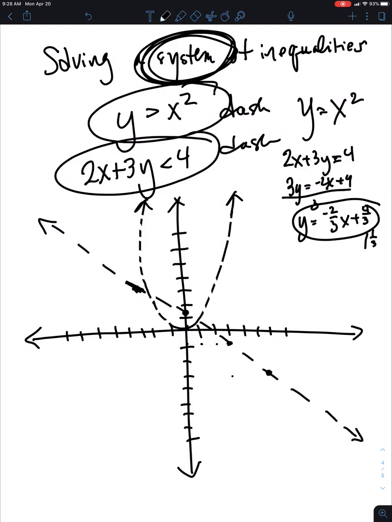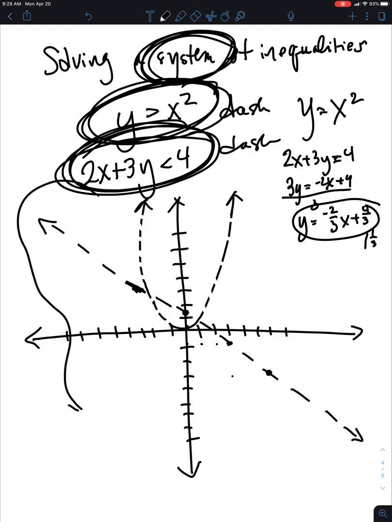Now I have to figure out where to shade. So I'm always going to go back to my original, what I mean is these two right here. Okay, so I'm going to start with this one right here. It does not go through 0, 0, so I'm going to plug in 0, 0. So 2 times 0 plus 3 times 0 less than 4. So this gives me 0 less than 4. So is that true? That is true. So in this case, I would be shading.